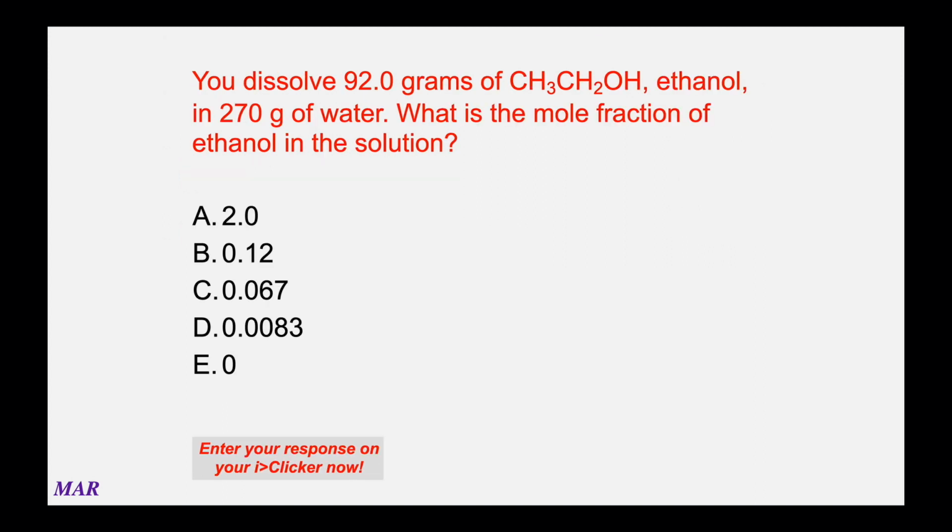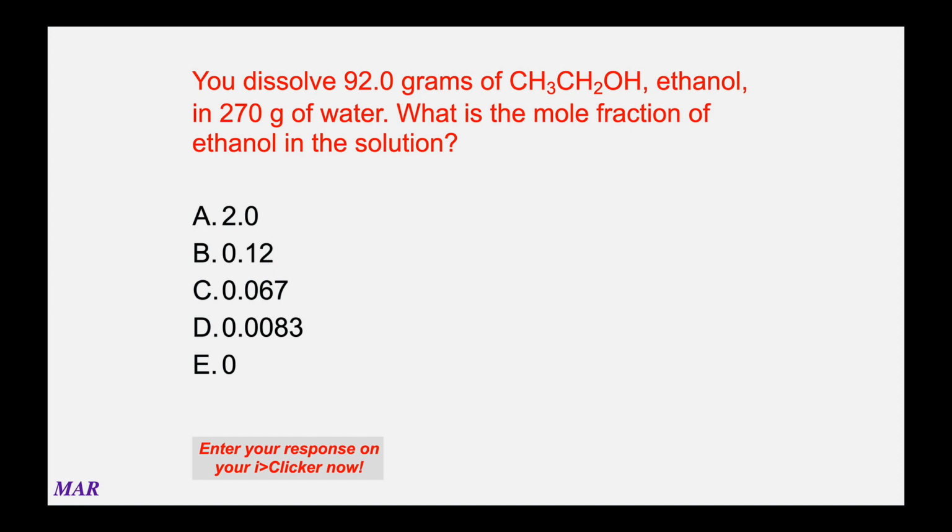Here's a question. We're dissolving 92.0 grams of ethanol, CH3CH2OH, into 270 grams of water. What's the mole fraction of ethanol in the solution? Mole fraction is moles of what you're looking at divided by total moles. We're going to use this data in several of the upcoming problems, so make sure that you hold on to the mole numbers. They might come in handy coming up. Anyway, see if you can figure out the answer to it. I recommend pausing it. You can unpause it when you want to talk about the answer. Pause the video now.